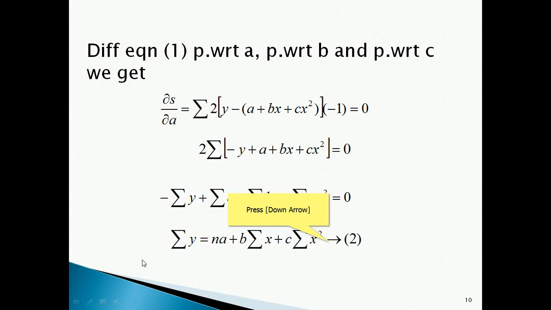Take the summation separately for each term and take this term to that side. Minus sigma y becomes plus sigma y. Summation of a is constant, so we are adding that constant n times, so it is n into a plus b into sigma x, b being constant, written outside, plus c into sigma x square. Call this equation 2.